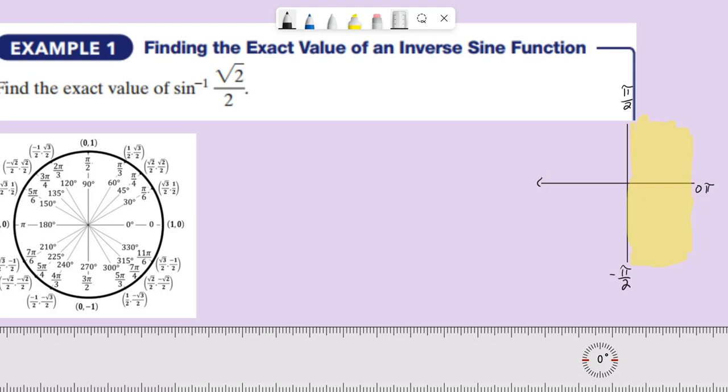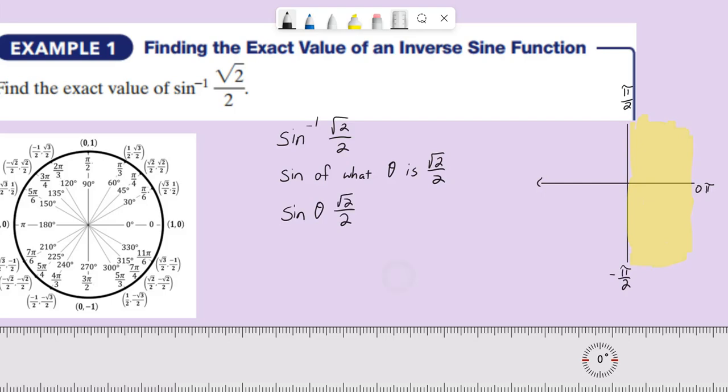Now, let me write that down. So this is inverse sine of root 2 over 2. I'm also going to write this out in English: sine of what value of theta is root 2 over 2. And yet another way to do this would be to make it shorter: sine of theta is root 2 over 2. And we're looking for the angle here.